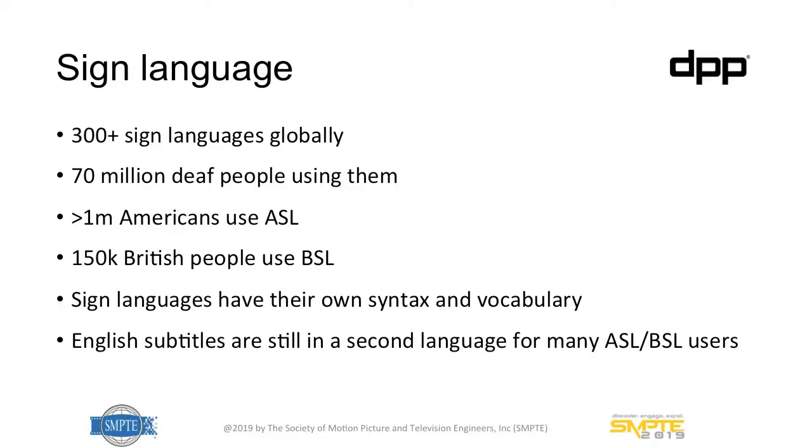So I want to talk briefly about sign language. What you might not be aware is there are 300 sign languages around the world, and there are 70 million deaf people who use those sign languages as their primary language. So to give it a local context, there's over 1 million Americans who use American Sign Language, and 150,000 British people use British Sign Language.